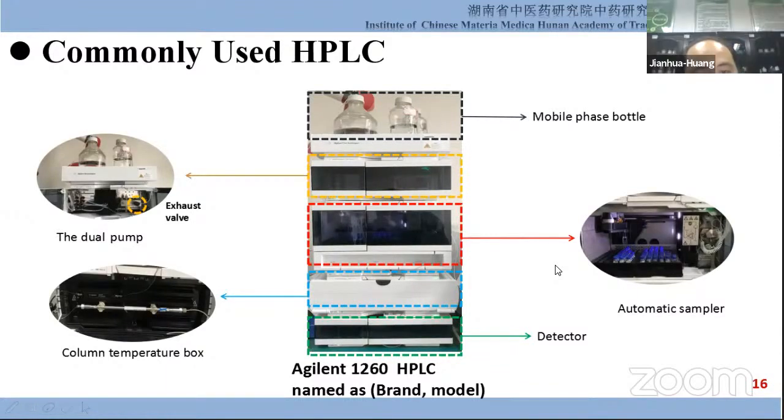Okay, we will continue our lectures, and we have shown the video twice, and now is the Agilent liquid equipment. Normally the HPLC is named by brand and model, such as this Agilent 1216 HPLC. We can also see the 5 mobile phase bottles, and the pump inside. For this part, you can see the automatic sampler. And this part is the column temperature box, where you can control the temperature in your separation and analysis process. And the last one here is the detector.